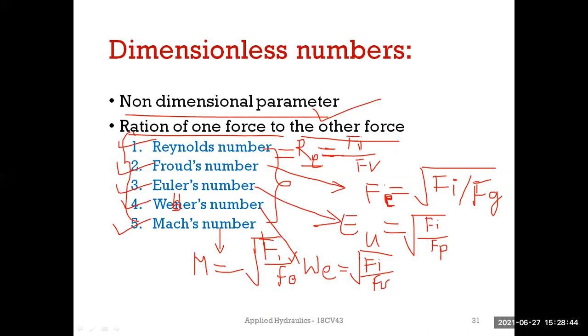Reynolds number is denoted by Re, the ratio of inertia to the viscous force. Froude number is denoted by Fr, the square root of Fi by Fg, that is inertia to the gravity force. Euler's number, Eu, is the square root of Fi divided by Fp, that is inertia to the pressure force. Weber's number, denoted We, is the square root of the ratio of inertia to the surface tension force. And the last, Mach number, denoted by M, is the square root of inertia to the elastic force. So these are the different dimensionless numbers.